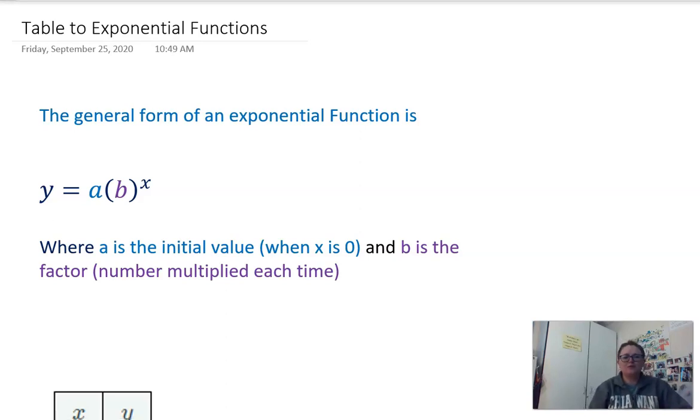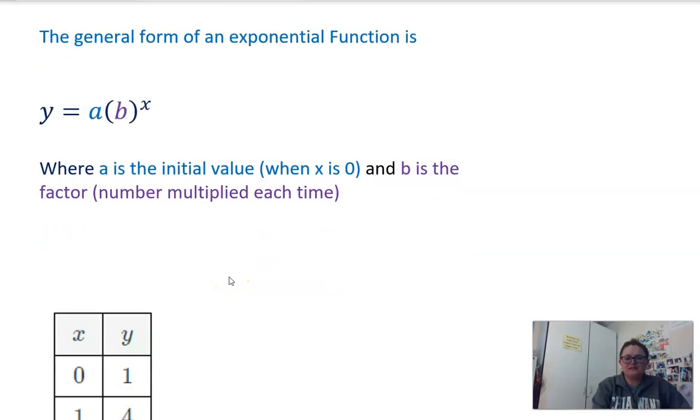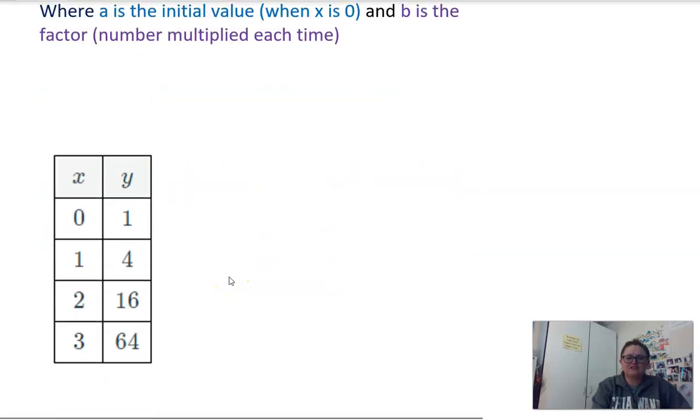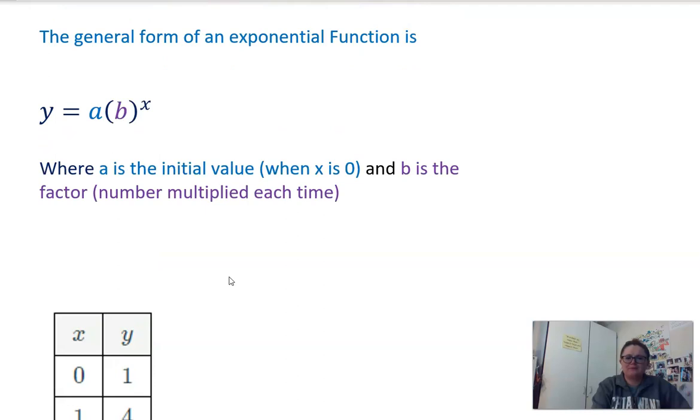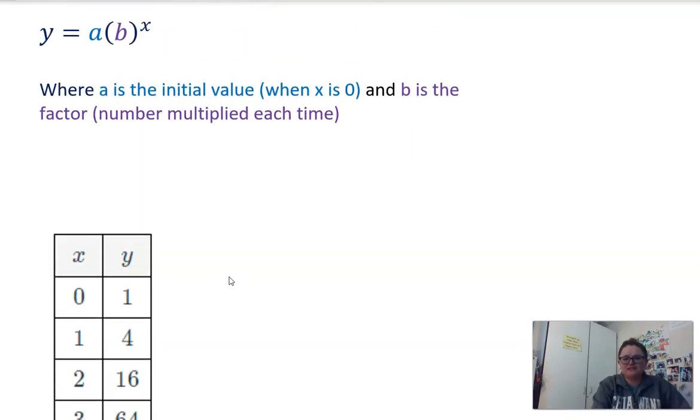When we write an exponential function, it's going to be of the form y equals a times b to the power of x. The reason it's called exponential is because x is in the exponent. a is always going to be our starting value when x is 0, and b is going to be the factor, whatever you're multiplying by. These are actually quite easy to do, process-wise.